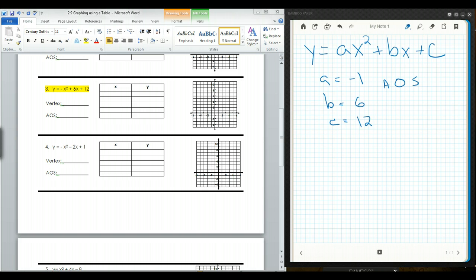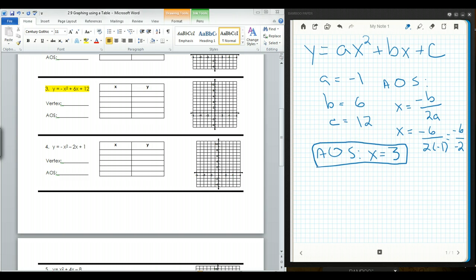Again, we're going to go ahead and start off with our axis of symmetry formula, where x is equal to negative b over 2a, and again, negative b is the same thing as the opposite of b. So opposite of positive 6 is negative 6. Put that all over 2 times negative 1, which is going to give us negative 6 over negative 2. Negative divided by negative is going to give us a positive value, and our axis of symmetry equation is going to be x is equal to positive 3.